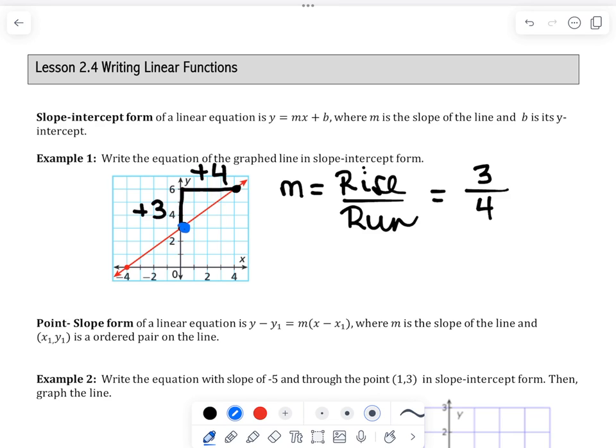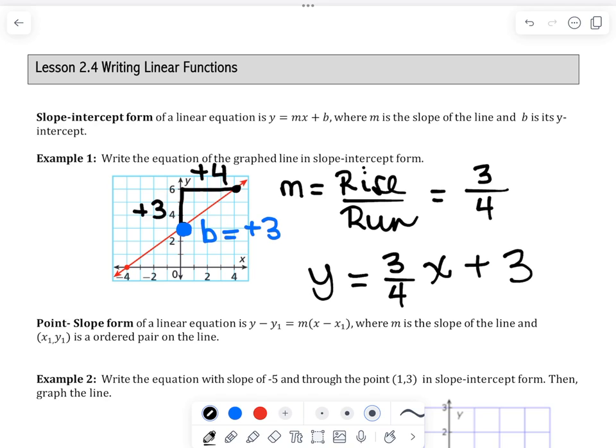The y-intercept is where it crosses the y-axis. So this is our b. Our b is positive 3. So the equation in slope-intercept form is y equals m, which is 3/4 x, plus b, which is 3.